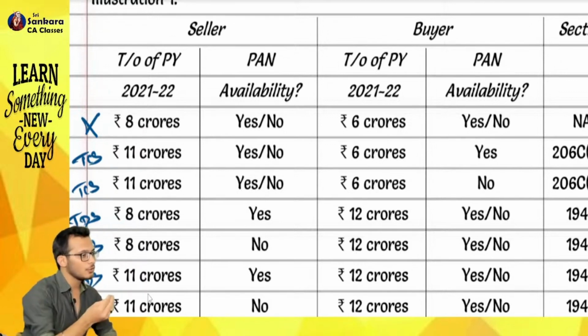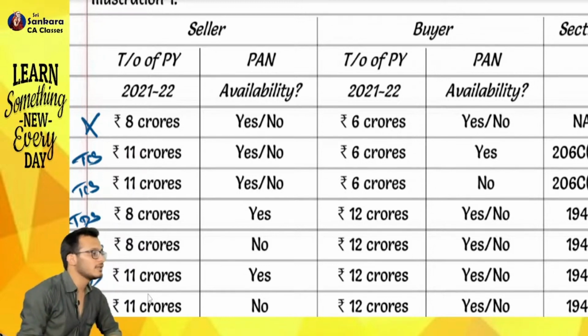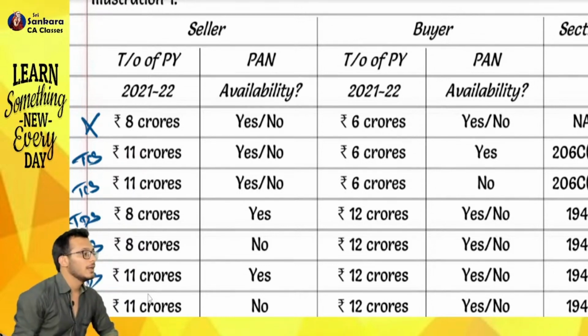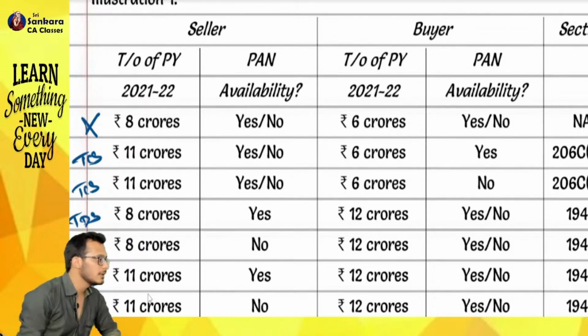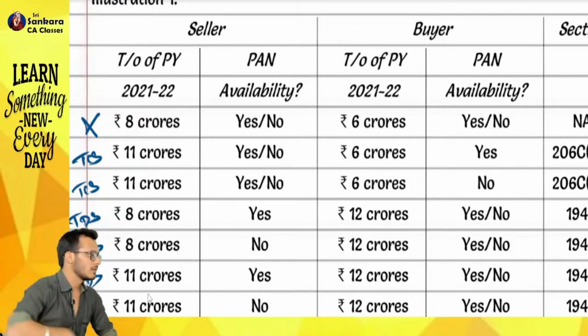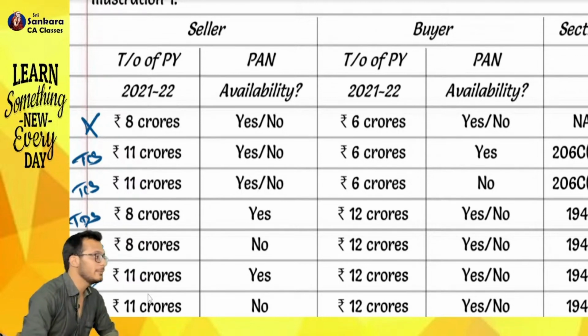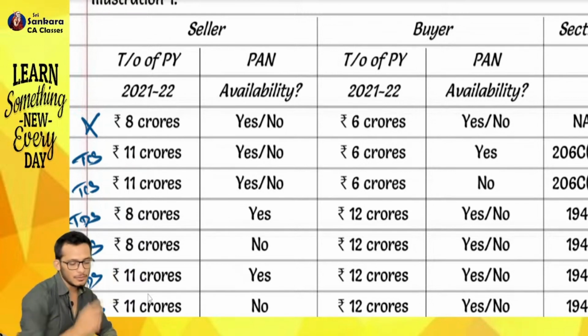So they came and said make it 5%. Which means if the buyer does not get the PAN number from the seller, TDS will be at the rate of 5%. When you go to TCS, they said if the collector does not get the PAN number, TCS will be at 1%.